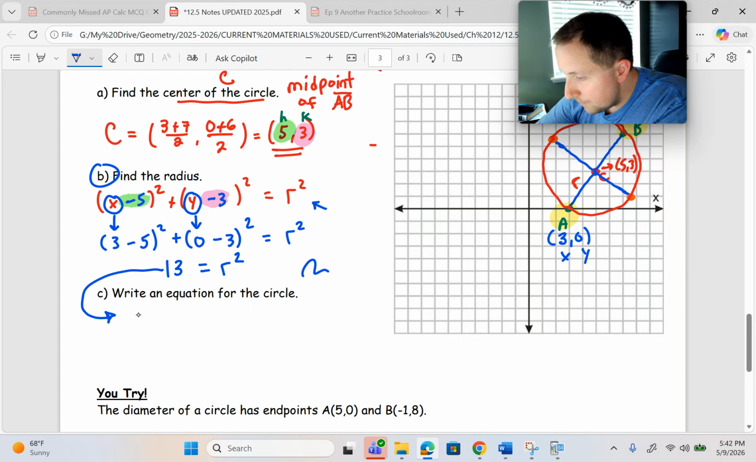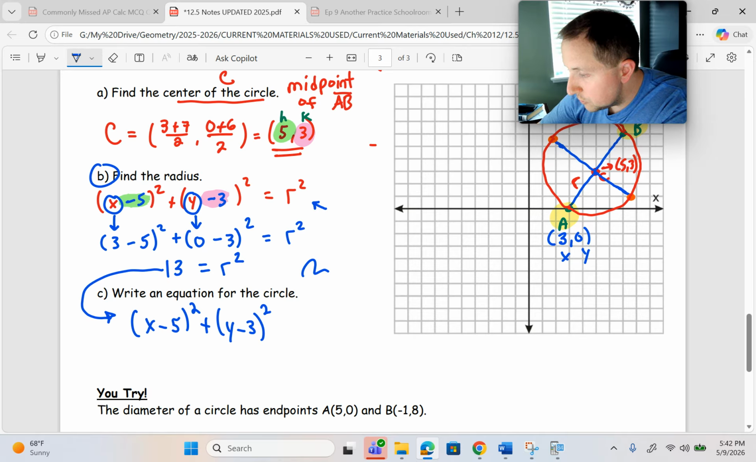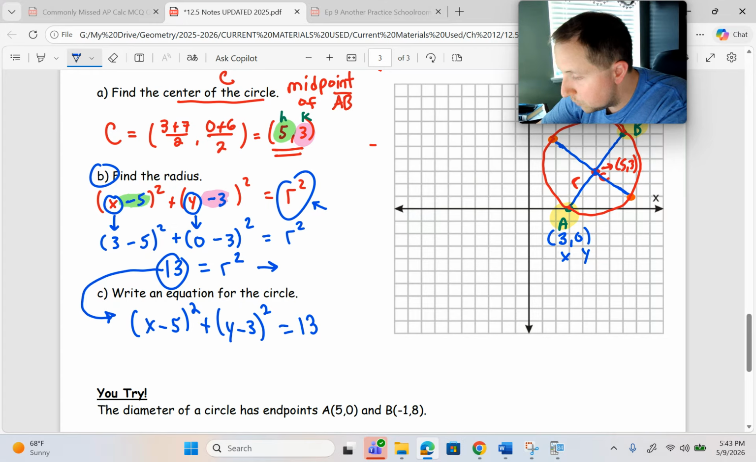Okay, so we've got x minus 5 squared plus y minus 3 squared. And then remember, we just need to plug that 13 in for r squared. So there's my equation of the circle. They did in part B ask for the radius, so I am going to make sure I square root both sides. R squared is 13, so the radius would be root 13, which does not break down.